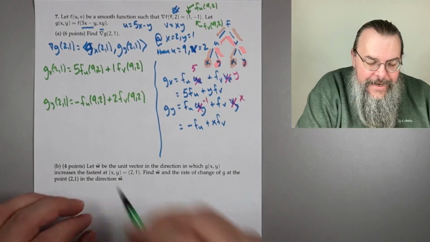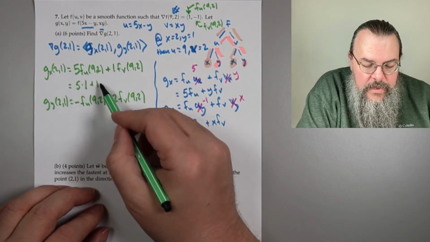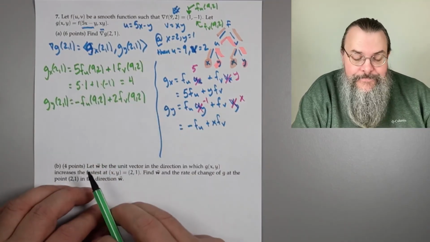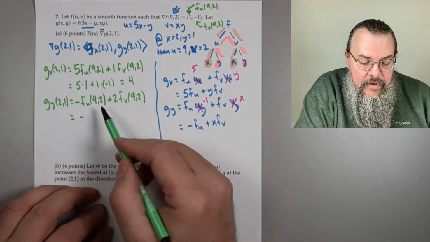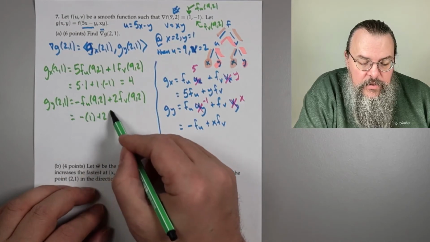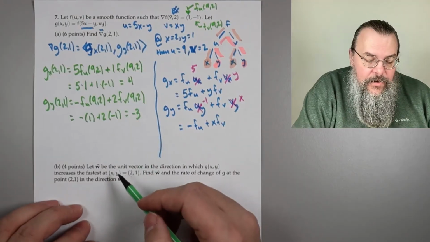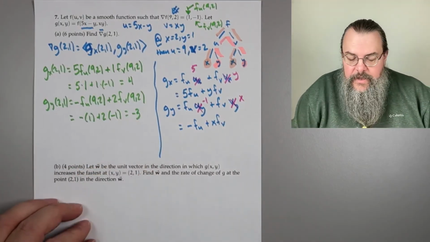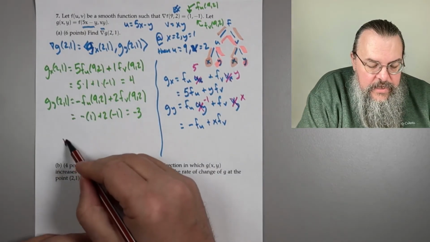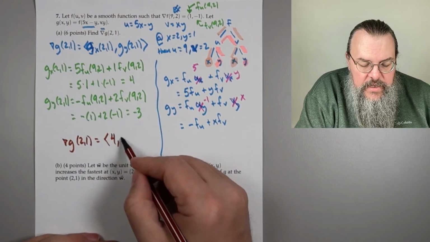So we have that this is 5 times 1 plus 1 times negative 1. Our 5 minus 1, also known as 4. Then we have minus f sub u, which is 1, so minus 1, plus 2 times negative 1, which is minus 3. So our final answer, and we'll just ponder this for a second here, is that the gradient of g at (2, 1) is (4, -3).